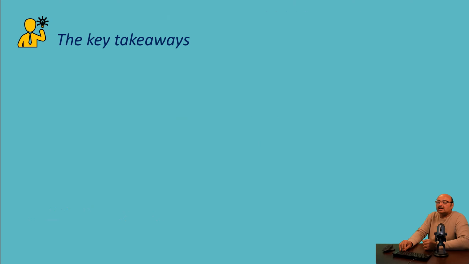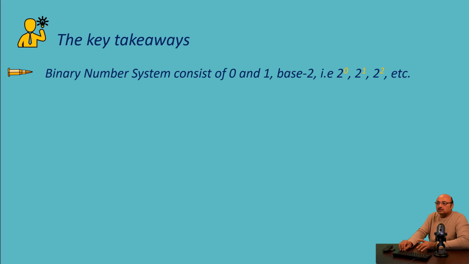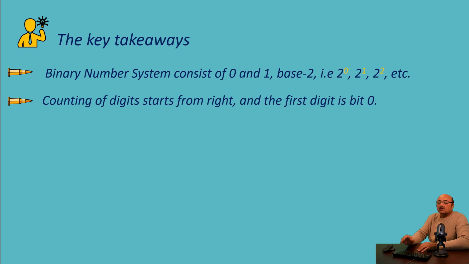So the key takeaways for this session that you should remember and try to make sure that you have a crystal clear understanding of are: binary numbers consist of 2 numbers which are 0 and 1, and because of that it is known as base 2. For clarity, you need to remember in the 2 raised to power 0, 2 raised to power 1 and 2 raised to power 2, all of them have the base of 2. Next, counting of digits starts from the right, and the first digit or the bit is known as the 0 bit or 0 position.